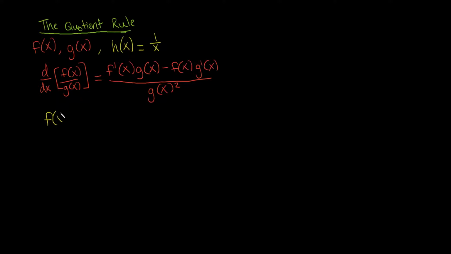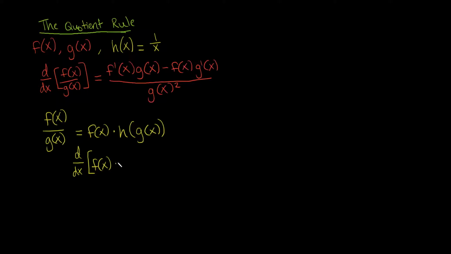f of x divided by g of x. Now that we have this h of x function, we can rewrite this as f of x times h, 1 divided by x, times h of g of x. And now we're trying to find the derivative of this expression. What is the derivative with respect to x of f of x times h of g of x?